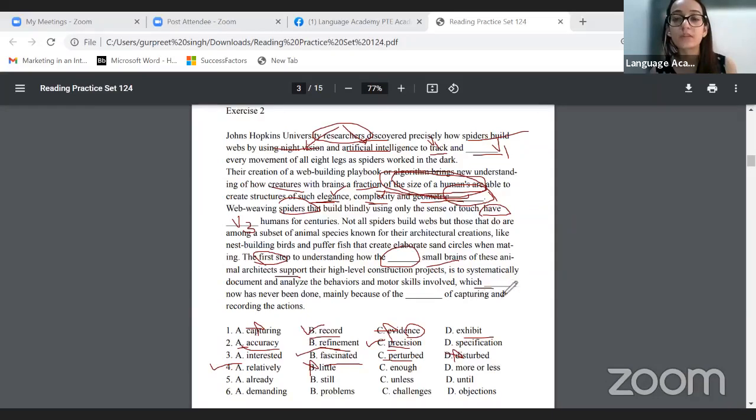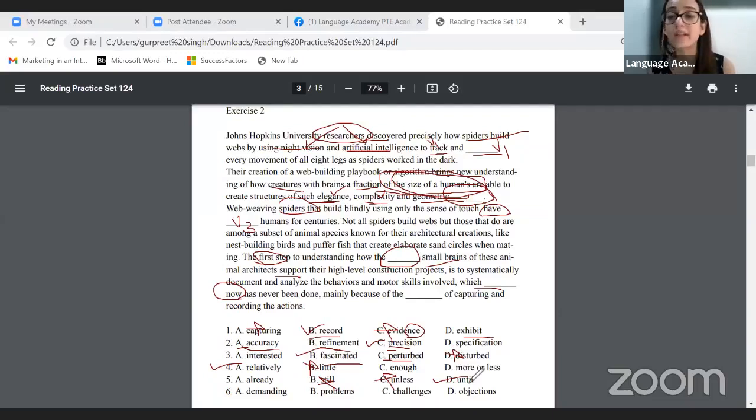So what comes with now? Because now signifies a time period, the current time. Which already now, never. Something which is never cannot be already, because already is used when something is done. Which still now, still doesn't come with now. Unless also doesn't come with now, but until and now is a collocation.